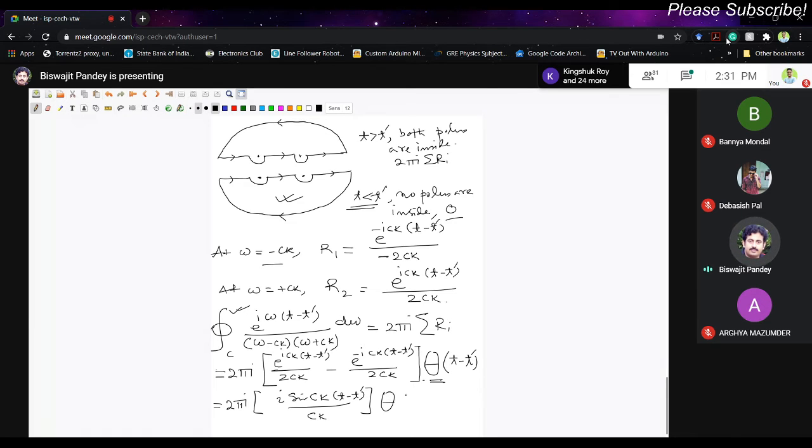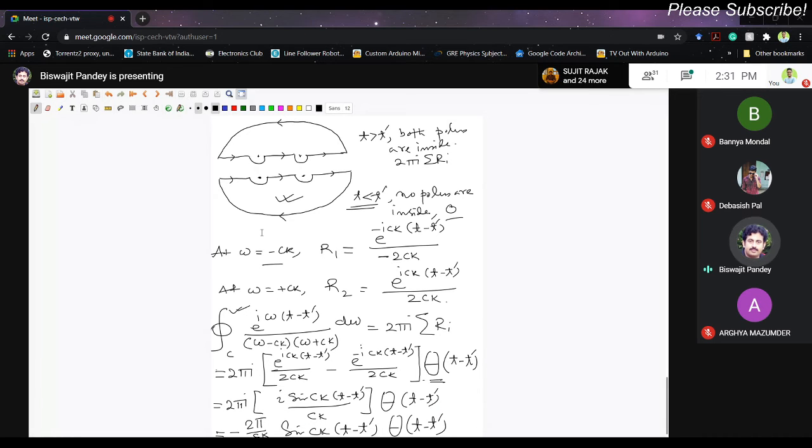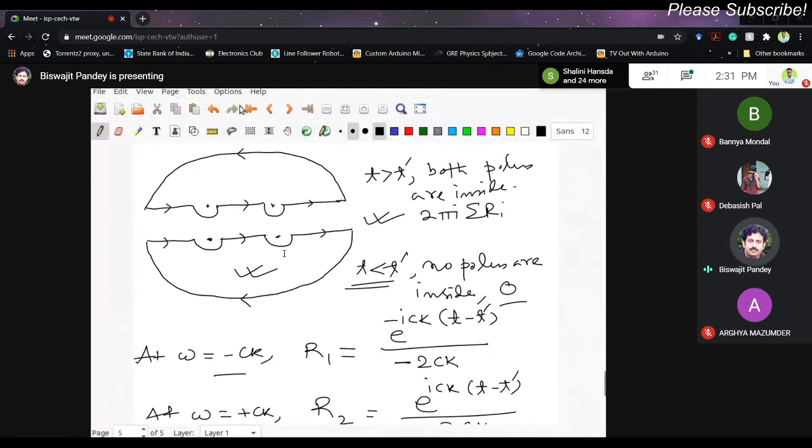Into this Heaviside step function; you should write down each and every line. Then i times i, i squared, is minus, so 2 pi over minus of minus, so this becomes minus 2 pi over ck sin ck(t minus t prime) and then the Heaviside step function theta(t minus t prime). This is the omega integral when we use this scheme, but remember there can be another scheme.